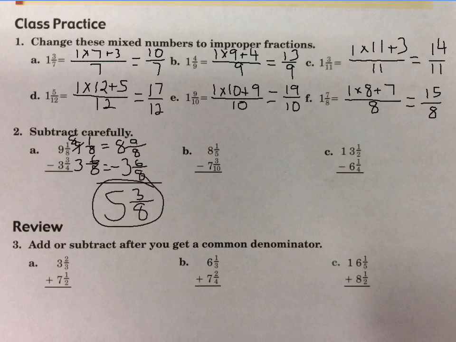B. Same problem, where 5 and 10, they're not the same. And to add or subtract fractions, we must have common denominators. What do 5 and 10 both go into? They both go into 10.